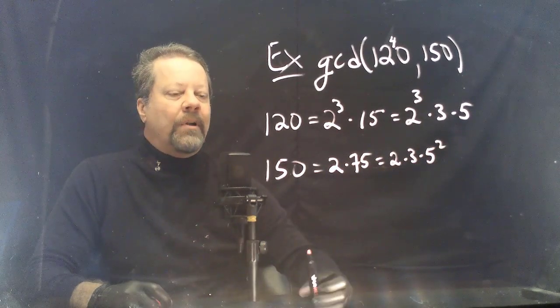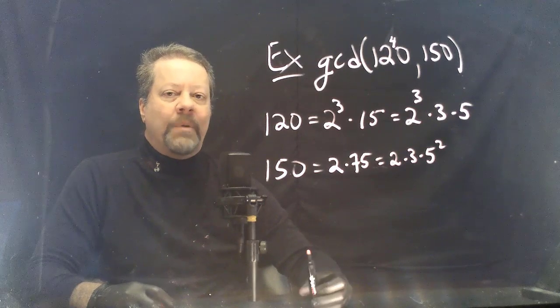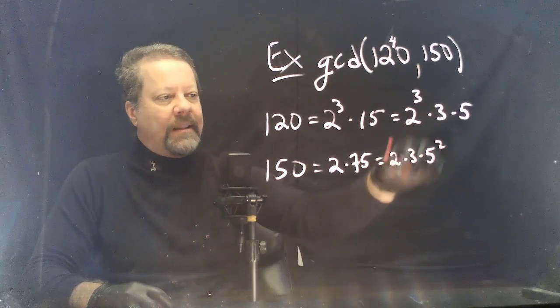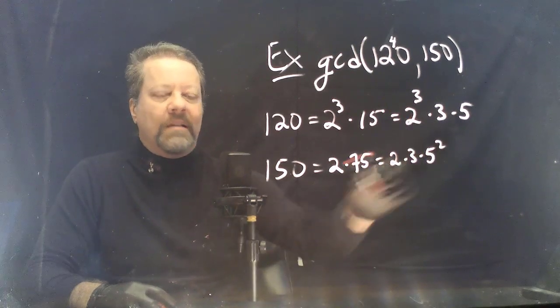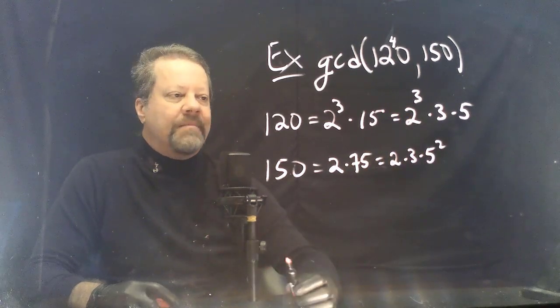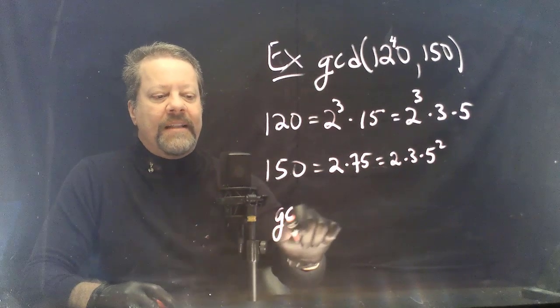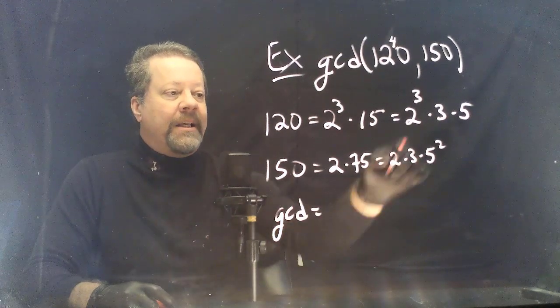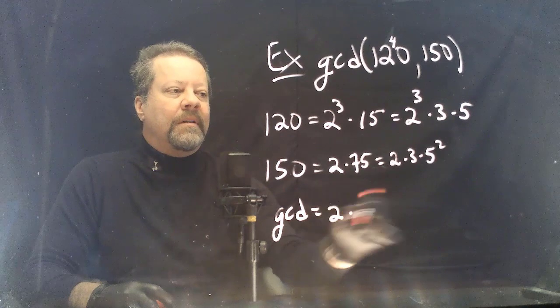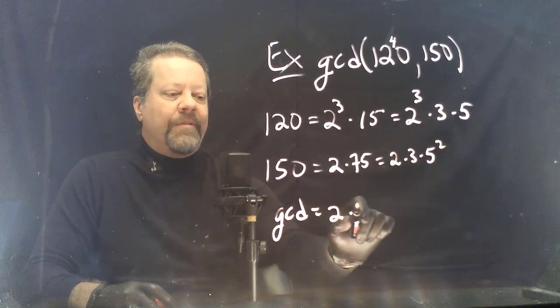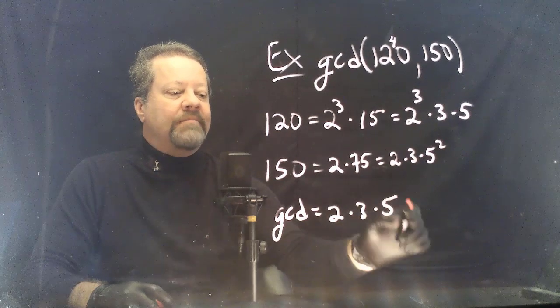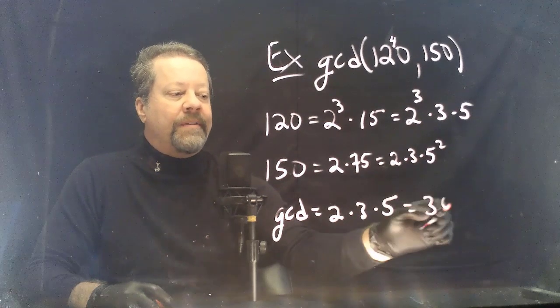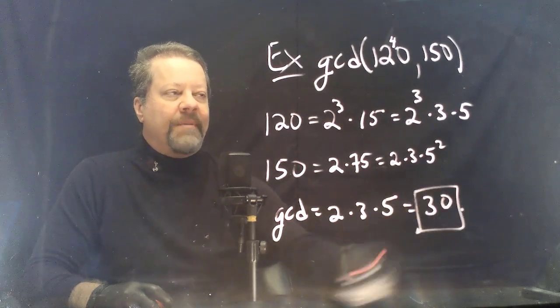So if we're looking for the greatest common divisor, what we'll do is we'll look at the common prime factors, and we'll take the smaller of the two powers. So the GCD that we seek should be 2 to the 1, 3 is common to both, 3, and then 5, and the smallest power there is 1. So 30 will be the greatest common divisor.